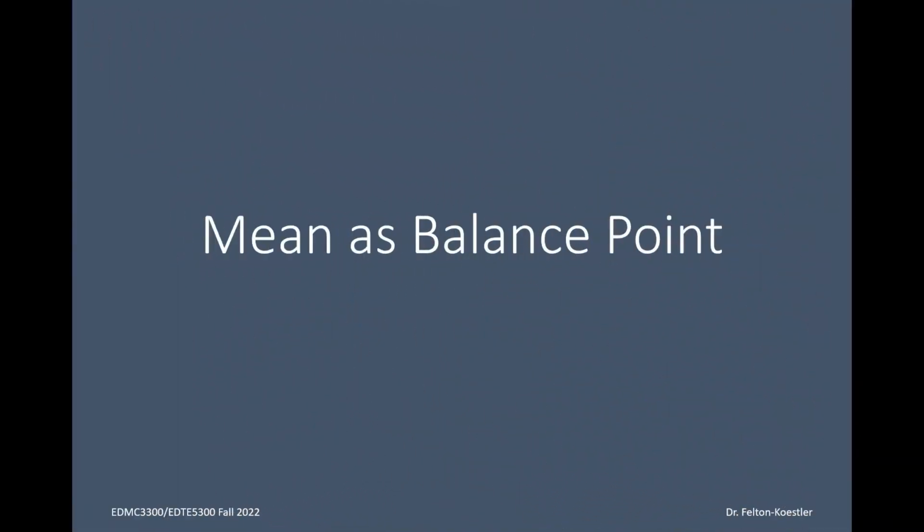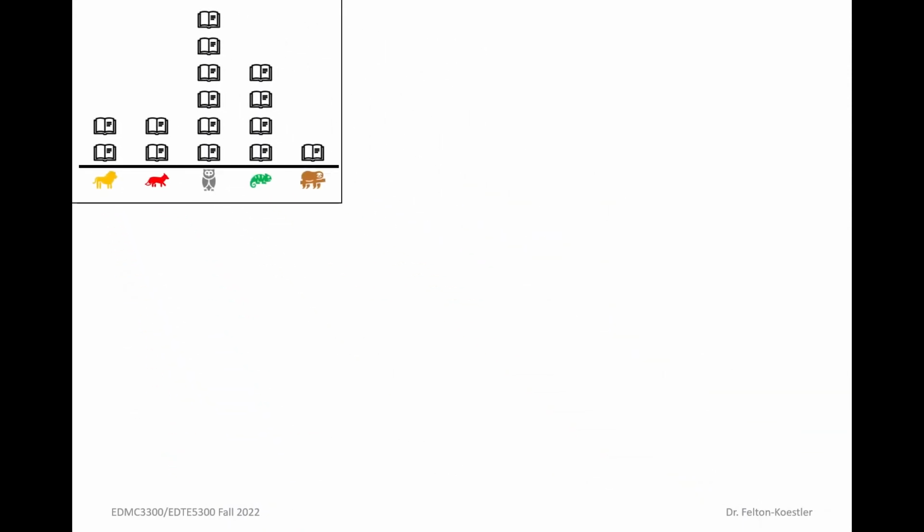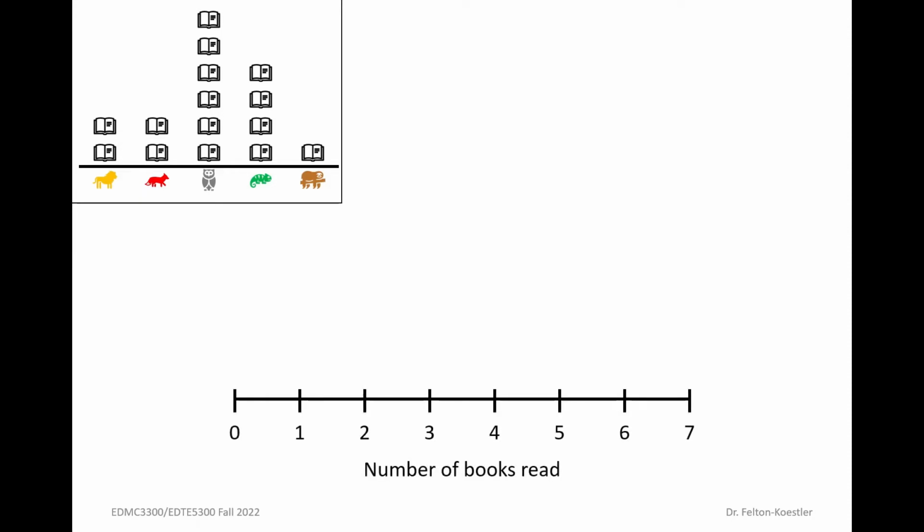All right, so we've talked about mean as a fair share. Now I want to talk about a different definition of mean, which is where we think of the mean as a balance point. We're going to go back to our animal book club, and I'm going to push these data off in the corner so that we have them, but I want to represent them in a different way. I'm going to represent them in a dot plot.